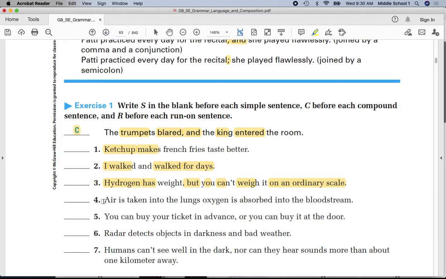Number 4, air is taken twice. Parentheses around into the lungs. Oxygen once is absorbed twice into the bloodstream. Parentheses, prepositional phrase. What's missing in the sentence? A common conjunction or a semicolon. Class, number 4, I'm putting R on the blank because this is a run-on.